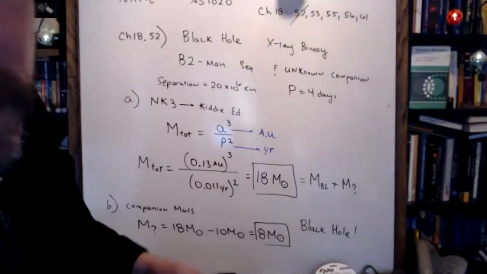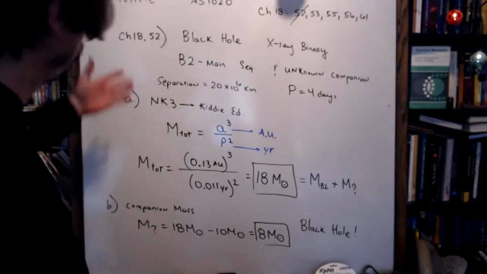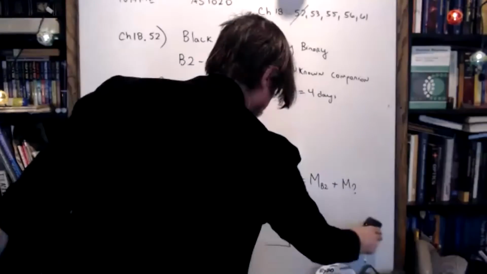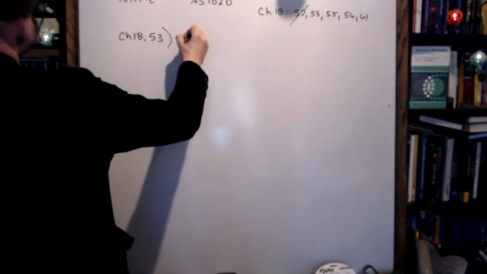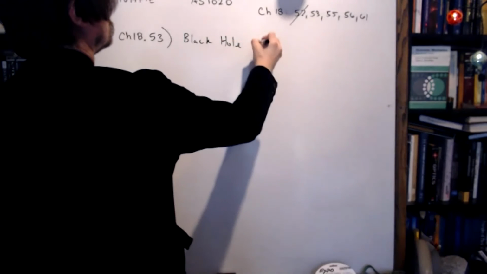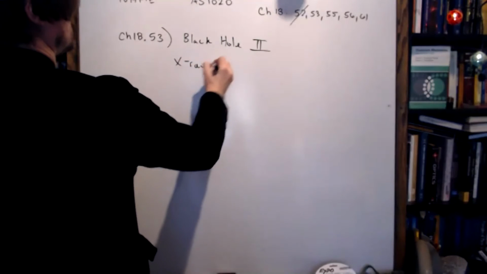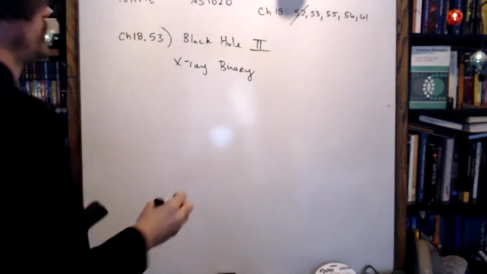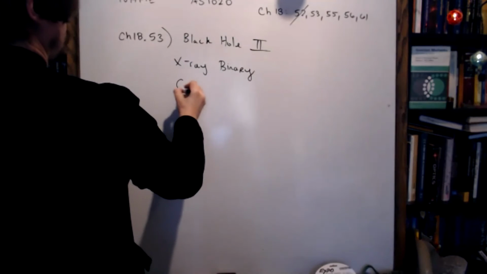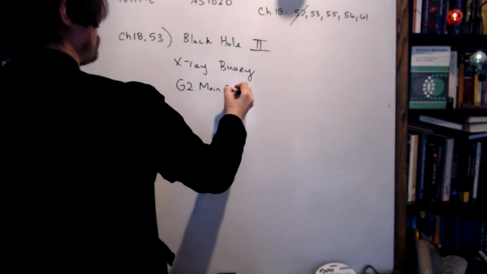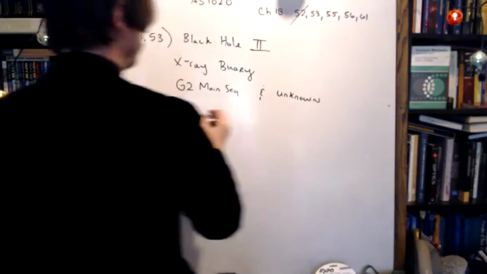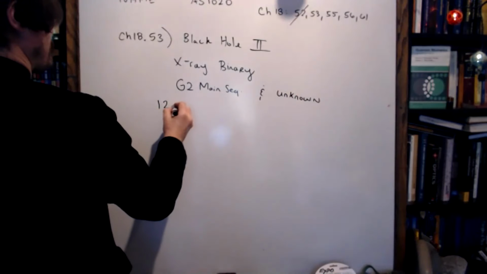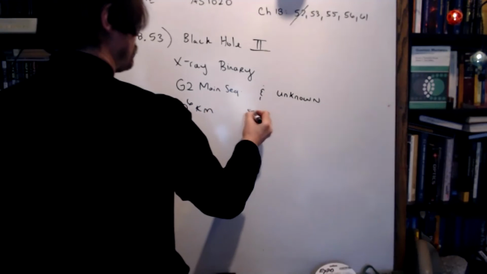I still want you to read it. So Christopher, can you read us chapter 18, number 53, please? Yeah, sure. A black hole 2. You've just discovered another new X-ray binary, which we will call whatever. The system contains a bright G2 main sequence star orbiting an unseen companion. The separation of the stars is 12 million kilometers, and the orbital period of the visible star is 5 days.